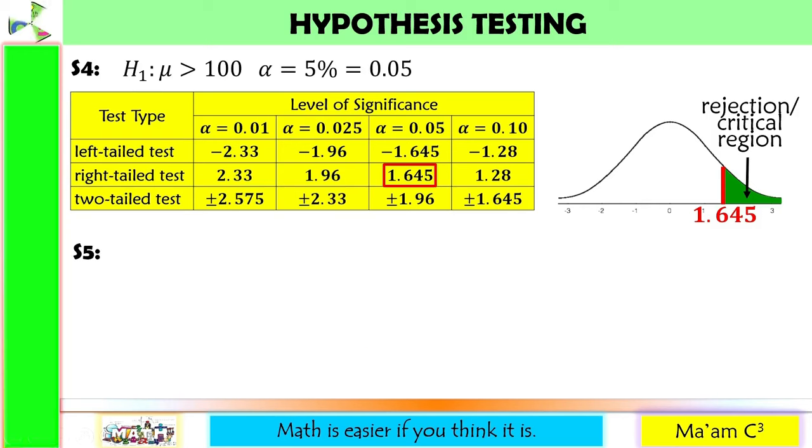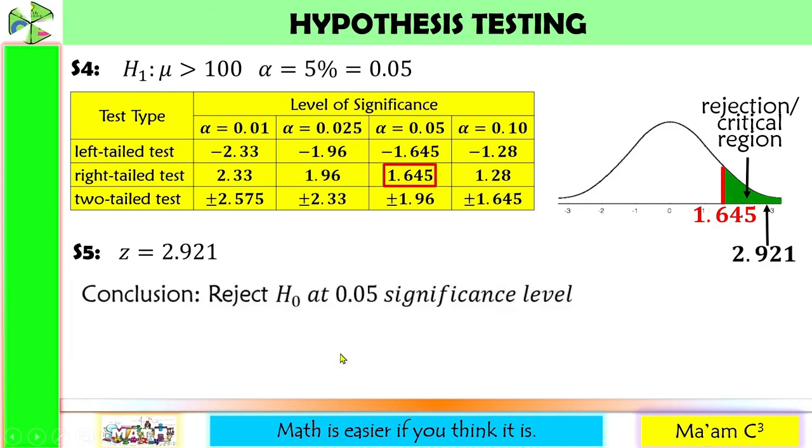But before that, recall first the computed z-value. Let us locate 2.921 in our graph. If this is 3, then somewhere before 3, there is 2.921. And it lies within the rejection region. So our conclusion will be reject the null hypothesis at 0.05 significance level.